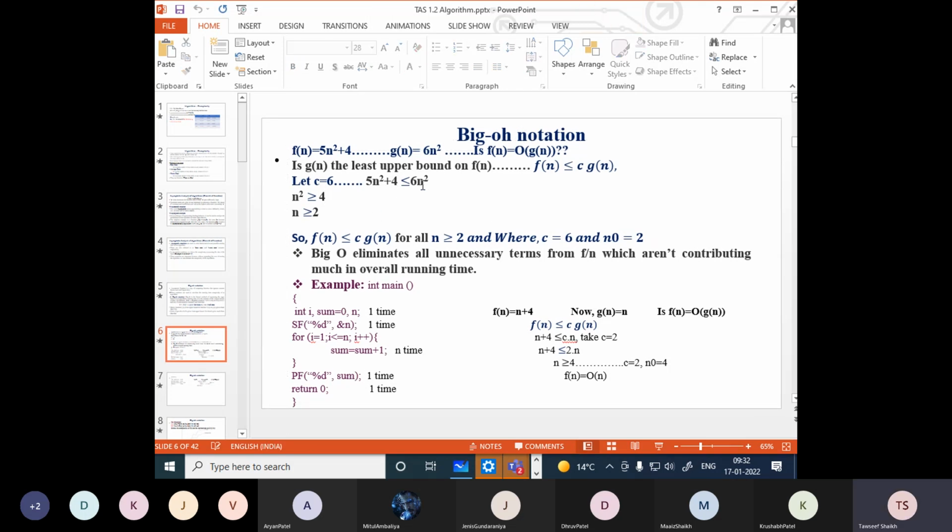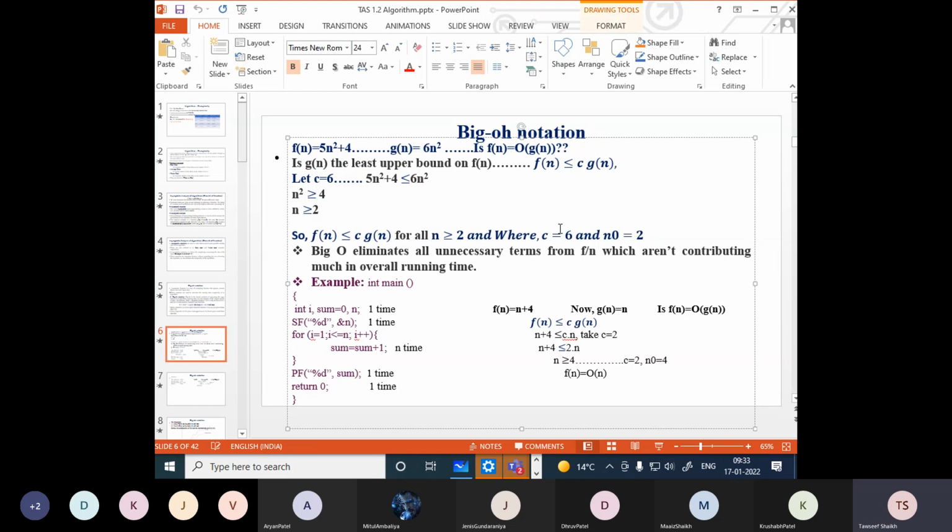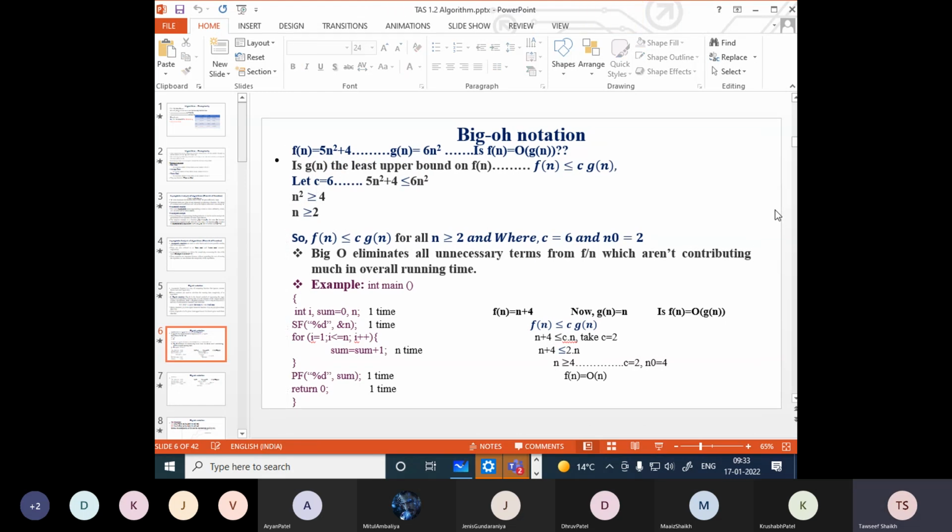So we will see whether this inequality will get satisfied. Whenever we say 5n square plus 4 should be less than or equal to 6n square, it means that n square should be greater than or equal to 4. Okay, you can put values like n is equal to 1, n is equal to 2. You will see this condition will be satisfied only when n square's value is greater than or equal to 4. It's not like I have written it like this. You can put values and you will see this condition should be there. So n square's value should be greater than or equal to 4, which means the value of n should be greater than or equal to 2.